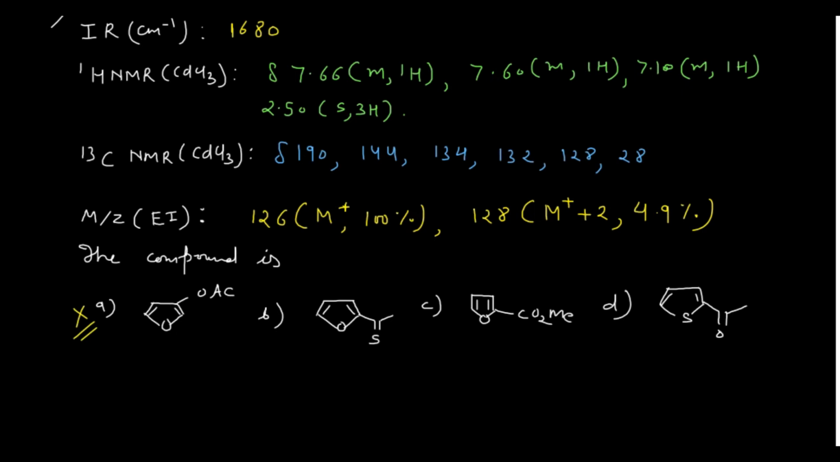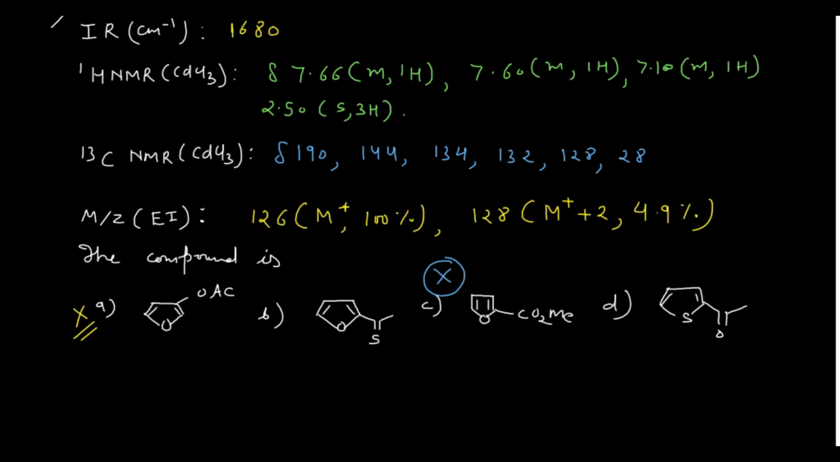Similarly, option C also does not have any sulfur present in it, so you can strike out option C also. So what are you left with? Option B and option D. Out of these two, one would be correct.